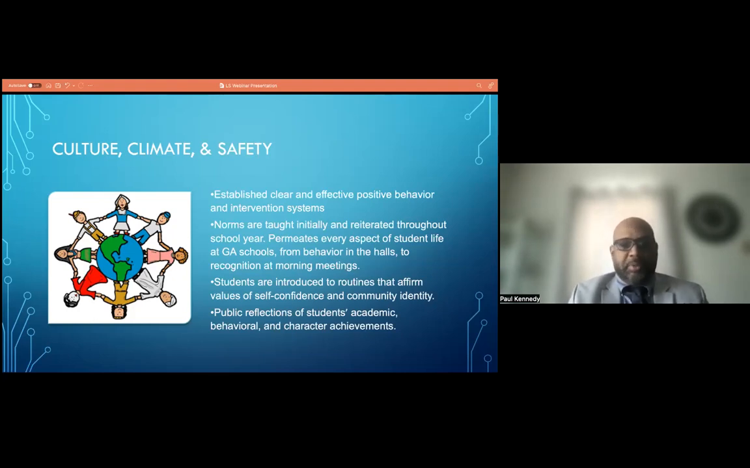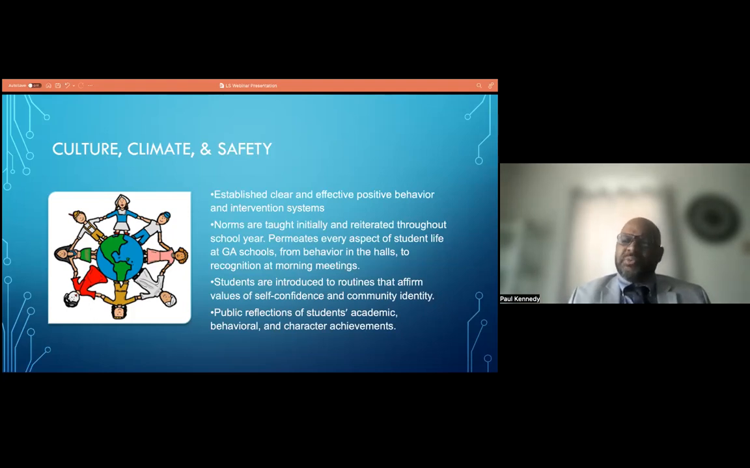As you can see, if you walk through our schools, we constantly have public reflections of students' academic, behavioral, and character achievements. I feel as though our schools are literally like living museums. We find any and every way to always celebrate our scholars. You can see that throughout our walls and throughout our classrooms. It is stressed by administration that this will take place.